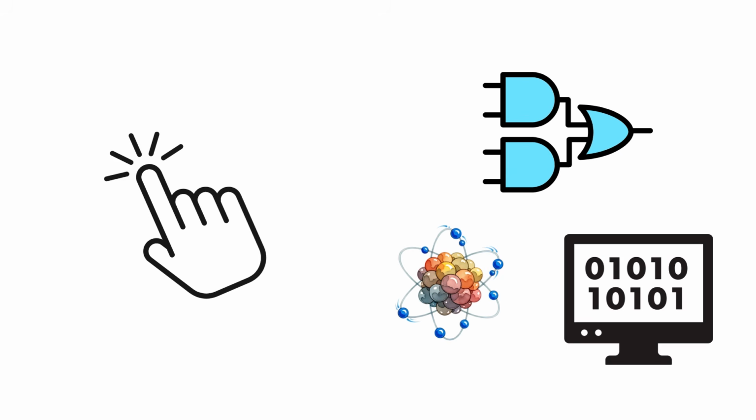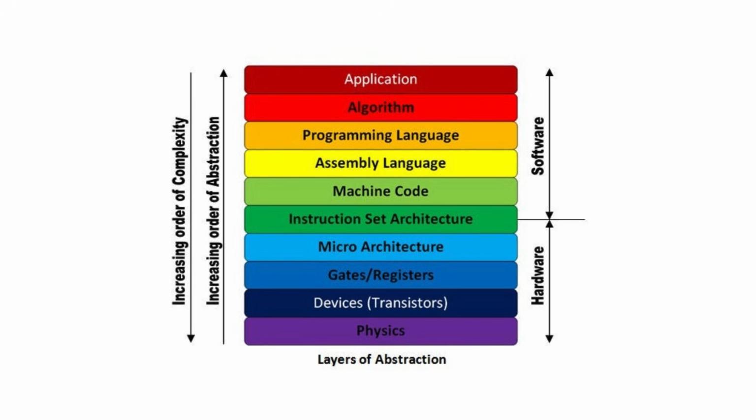Right now, you're probably watching this on a device with billions of transistors switching on and off millions of times per second. Yet somehow, you just clicked a button. You didn't have to think about electrons, logic gates, or machine code. This is the magic of abstraction. In computer science, abstraction is the art of hiding complexity. It's about creating layers where each level provides a simpler interface to the messy details below.